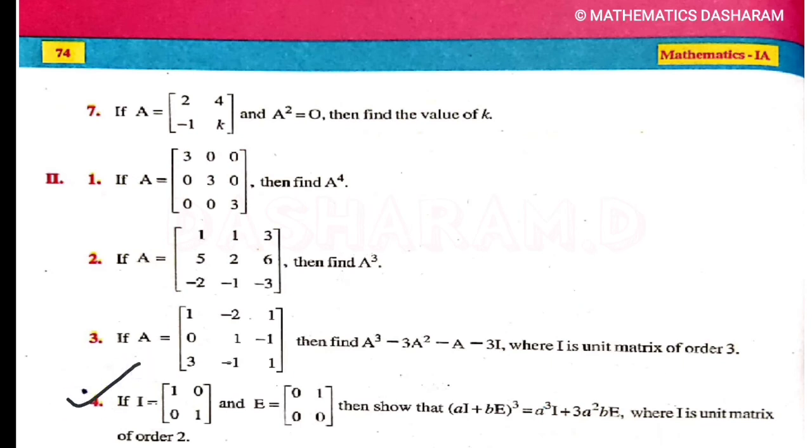Next, fourth question in the second bit. Here I is the identity matrix, E is 0 1 0 0, then show that (AI plus BE) whole cube equals A cube I plus 3A square BE, where I is the unit matrix of order 2.